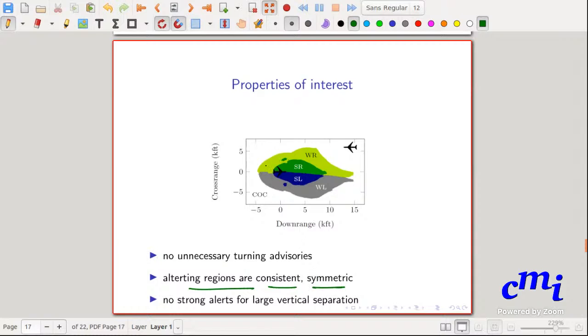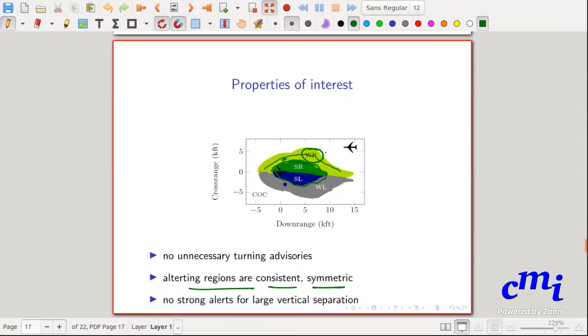So for instance, in this region, if you are telling the own ship to turn slightly right, then there is a symmetric region in which you are telling it to turn slightly left. Similarly, there is a weak right, there's a symmetric region which is weak left. Okay, so these regions are symmetric. There is some symmetry in this thing.